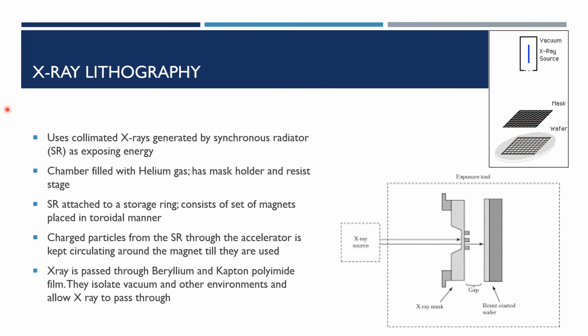Now these X-rays are passed through a beryllium and Kapton polyimide film which are placed inside the chamber. They isolate the vacuum from the other environment, which is the helium gas, and allow these X-rays to pass through the X-ray mask and fall on the photoresist, or the X-ray resist, as shown in this GIF. The masking allows the pattern to be printed onto the oxide layer which is placed on the wafer. That is, it allows the X-rays to selectively fall on the oxide layer placed on the silicon wafer. Thus the pattern will be engraved.